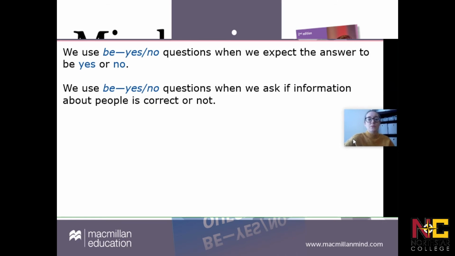We use yes or no questions with the be verb when we expect the answer to be yes or no. So again, those are the simple, usually easy questions where the answer is just yes or no. We use yes-no questions with the be verb when we ask if information about people is correct or not correct.